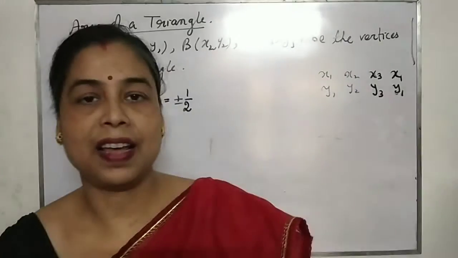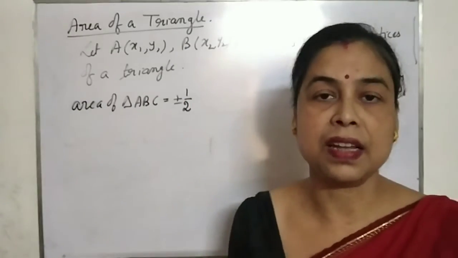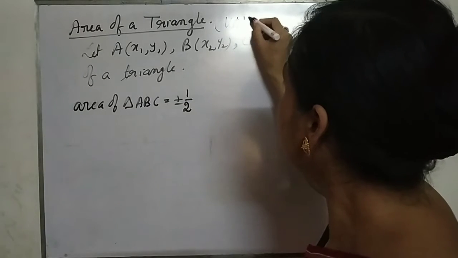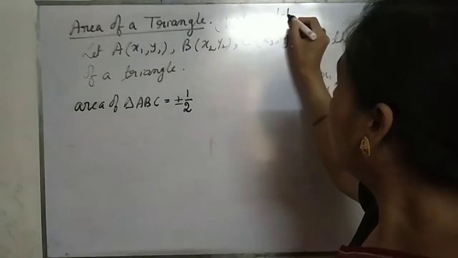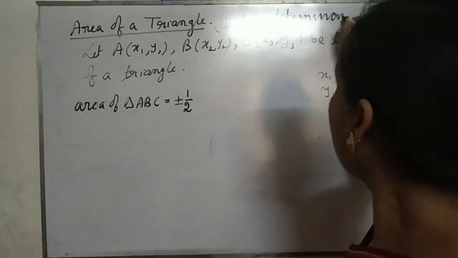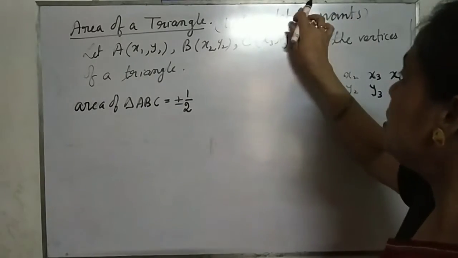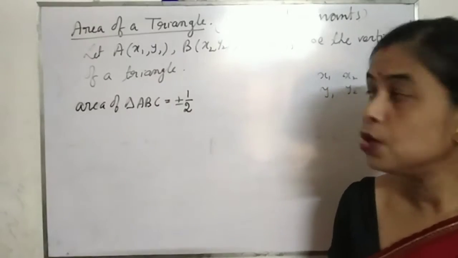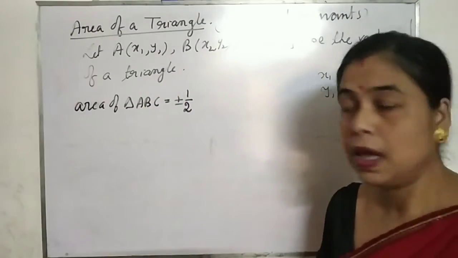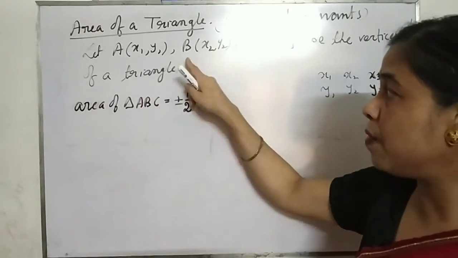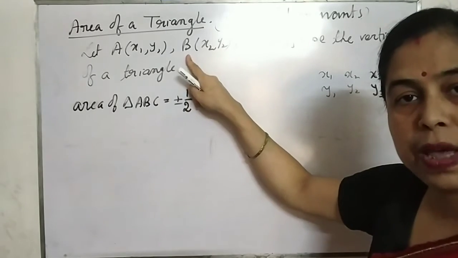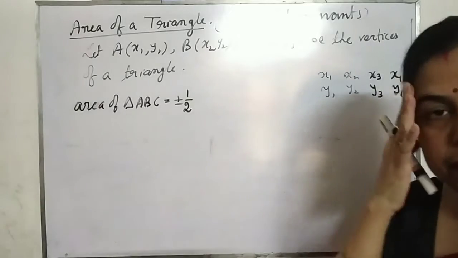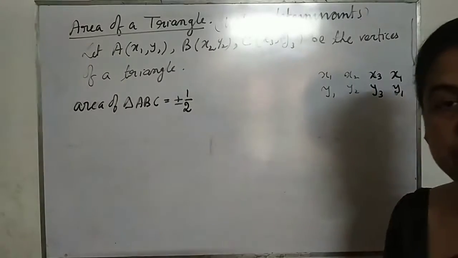Today let me start with the area of a triangle using determinant. Here I am going to find out the formula for getting the area of a triangle using determinant. Suppose A (x1, y1), B (x2, y2) and C (x3, y3) are the vertices of a triangle. As we know, there are three vertices of a triangle.